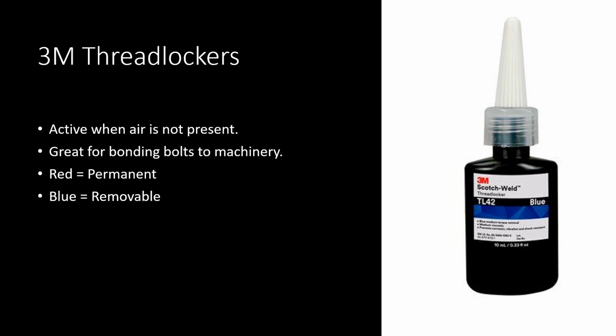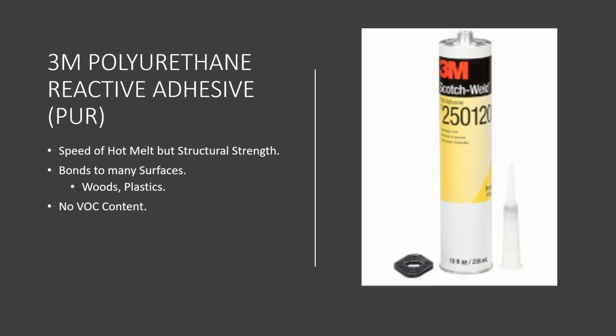So like I mentioned before, 3M has thread lockers. They basically work when air is not present. They're really great for bonding bolts to machinery, to lock that threaded fastener. With 3M's lineup, the red is permanent, whereas the blue is a removable solution if they ever have to access that fastener.